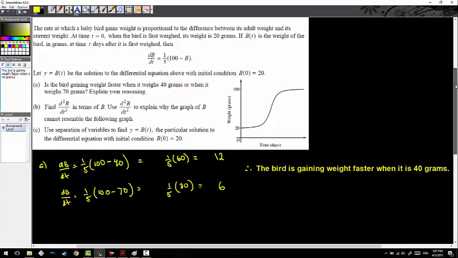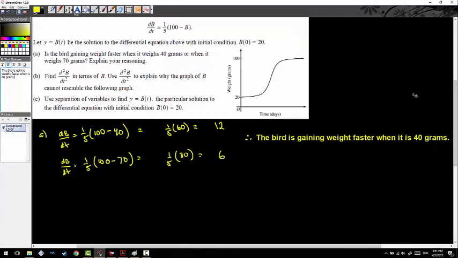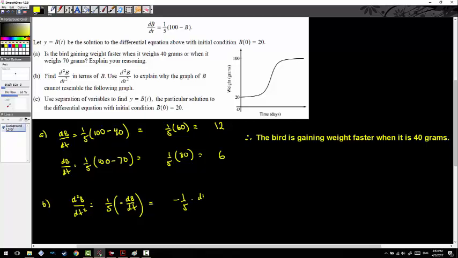Next part B is a little bit confusing. It's strange. Well, I'm going to go ahead and find d squared B over dt squared. So what I get, let me switch my tool here. I'm going to go ahead and derive it again. So d squared B over dt squared is the second derivative, or the first derivative of this guy. So what I get is 1/5, right? Kick that out, times a negative dB over dt.